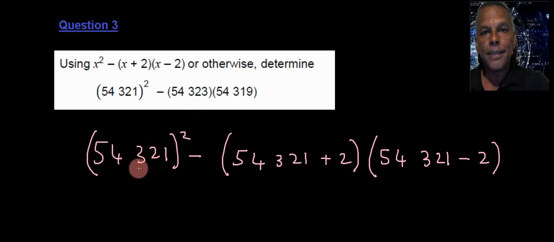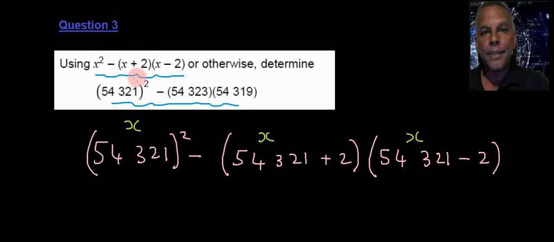Now, we can see that basically this expression here with these numbers is the same as this over here. Instead of x, we have 54,321. So for x plus 2, we have 54,321 plus 2. Then for x minus 2, or in the place of x minus 2, we have 54,321 minus 2. So essentially, the 54,321 is nothing but x. So we have x squared, then we have x plus 2, then we have x minus 2. So as we said, these two expressions are essentially the same.